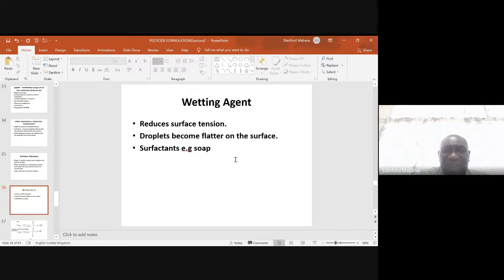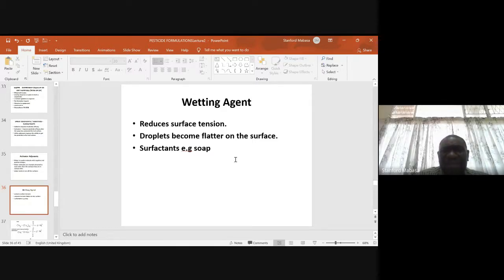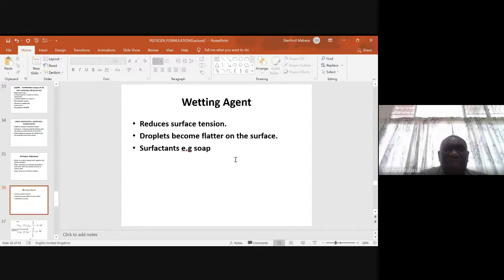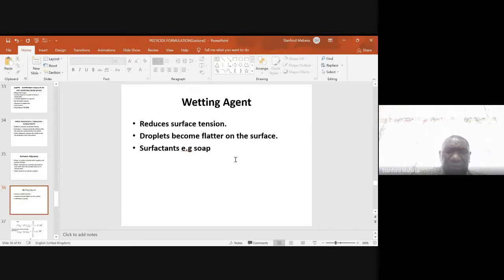You also need wetting agents, which can actually reduce the surface tension or the attraction of the water molecules to each other, so that they can stick to molecules of other substances. So if you put a wetting agent, you reduce surface tension, you make the droplet stick to the surface of the target. It could be the target pest.